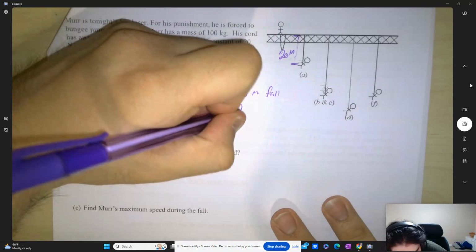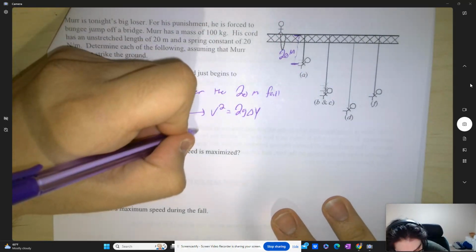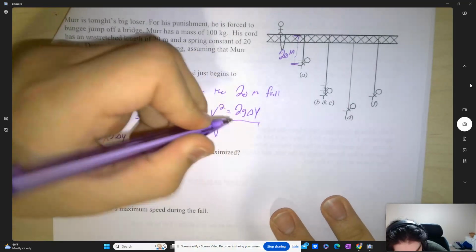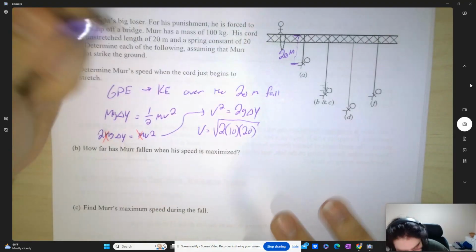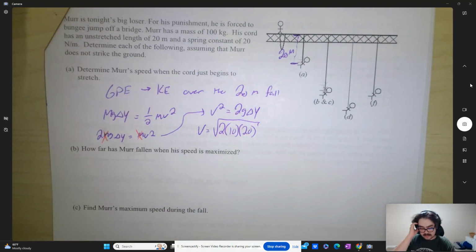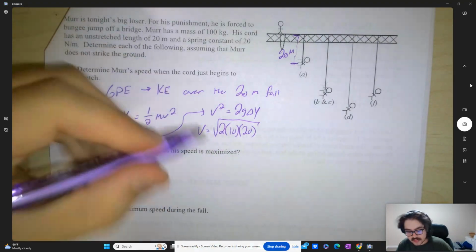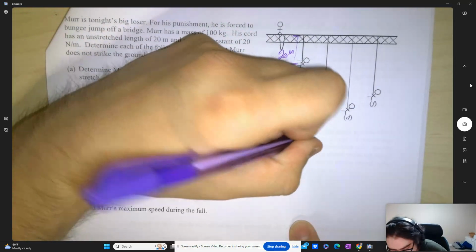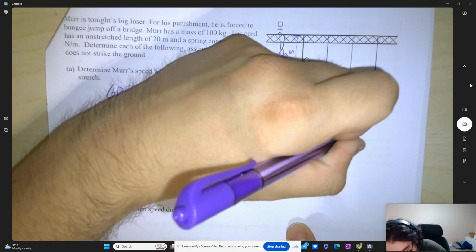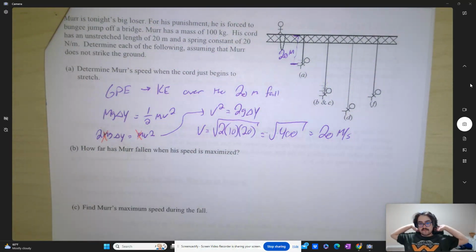And you get 2g delta y, and then you just square root both sides. So I would get v is equal to root, and I'm just going to plug in my numbers here, 2 times 10 times 20. Okay. Can I do this in my head? Let's see, 20 times 10 is 200, times 2 is 400, and you can actually take the square root of 400, and it ends up being a nice number. It should be 20 meters per second. So he should be going 20 meters per second after 20 meters of falling, right before the cord starts to stretch, okay?